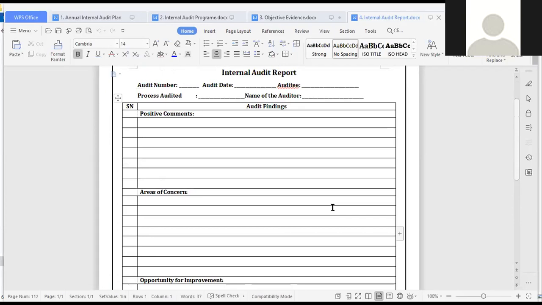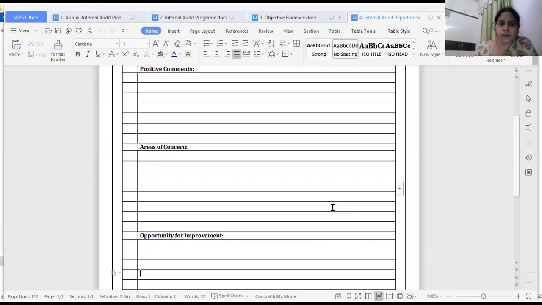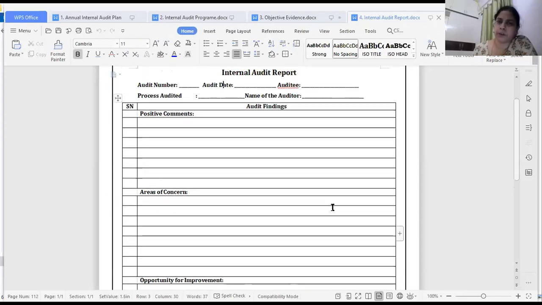Then all this is more relating to the audit conclusion, in terms of positive comments, areas of concern, opportunity for improvement. This is my personal view. This is not the conclusion. This is the report. Conclusion is something which you are trying to give to the management. That with all these reports, you are trying to conclude and say that this is where we are lacking and for which we need to have a strategy for the improvement.